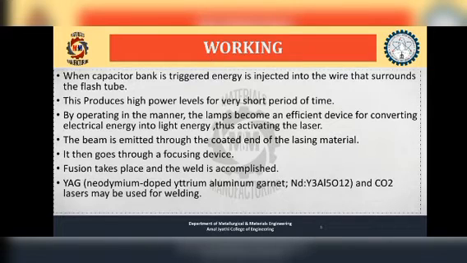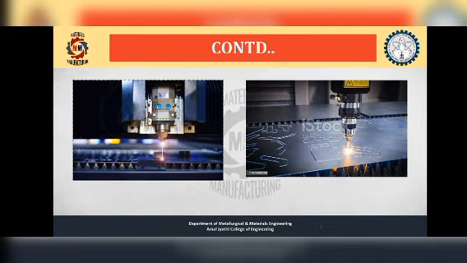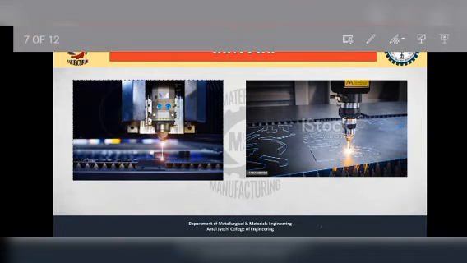The beam is emitted through the coated end of the lasing material. This then goes through a focusing device, mainly a lens, and fusion takes place and the weld is accomplished. The mainly used lasers are the YAG, that is the neodymium-doped yttrium aluminum garnet, and CO2 lasers.